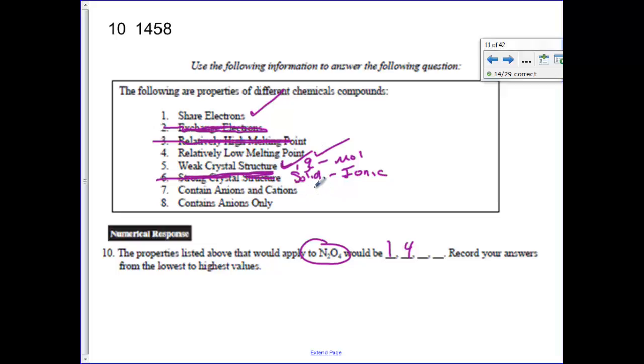And then lastly, anions and cations are negatives and positives. And that one's negatives only. So then it should be 8 because this is molecular. So the right answer was 1, 4, 5, 8. A lot of you had like 3 out of 4. But if you don't have all 4, you actually won't earn a mark.